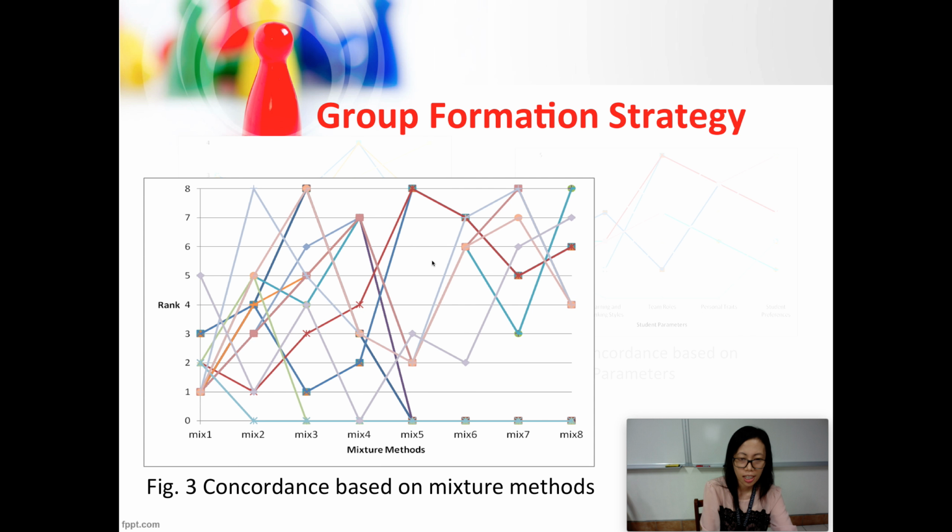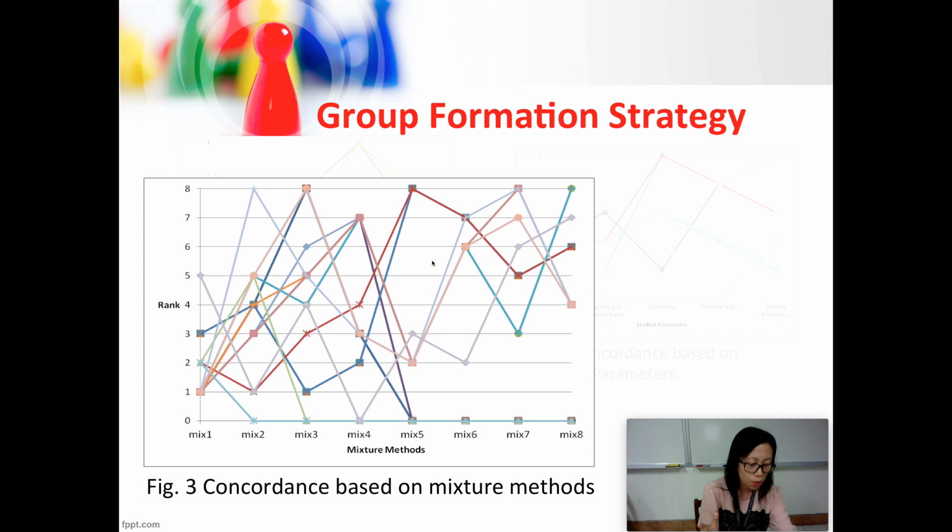Lastly, we asked the faculty respondents to rank the mixture methods. Again, it's not a pretty graph. They are consistent, however, with the previous results. But again, concordance is still very low at 0.18. Now, the odd-numbered mixture methods, by the way, refer to the heterogeneous. The even-numbered mixture methods refer to the homogeneous mixture method. So mix 1 and mix 2 refer to the individual proficiency, mix 3 and 4 to learning and thinking styles, 5 and 6 to team roles, and 7 and 8 to personality traits.